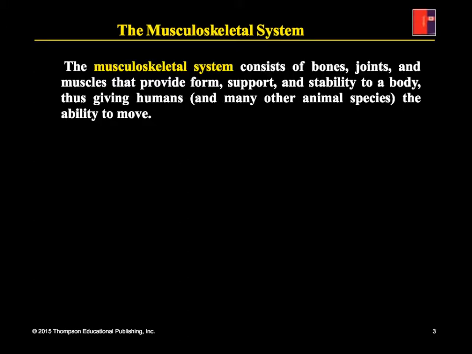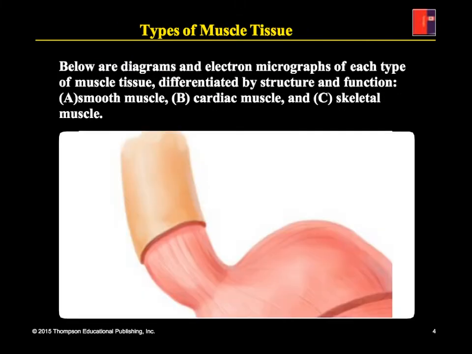The musculoskeletal system consists of bones, that's the skeletal system, and then joints and muscles that provide form, support, and stability to the body, thus giving us the ability to move. We've already talked about the skeletal system being the bones. Now we're going to talk about muscles, and after that we'll talk about joints.